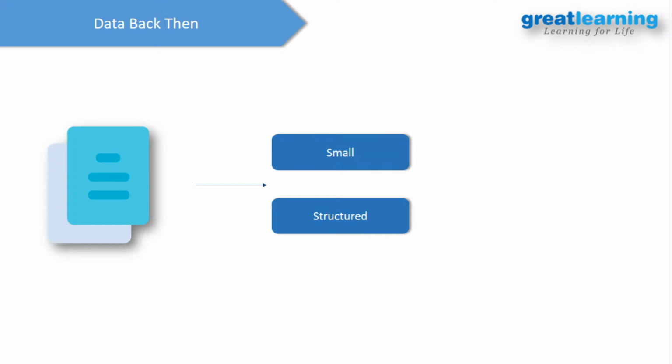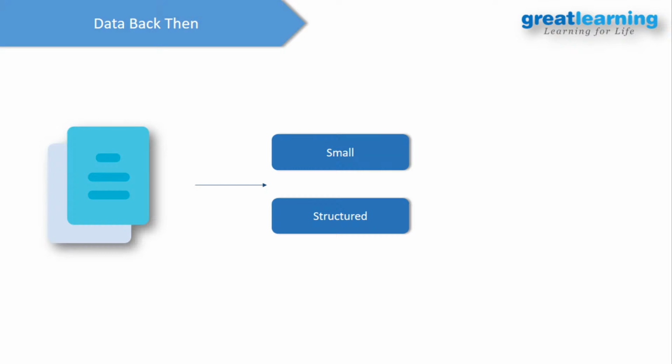And also, the data was very structured back then. Now, what do I mean when I say data was structured? It was mostly present in either numerical or textual format, and also it was mostly present in a tabular format. It was mostly tidy data. And since data back then was very small and very structured, you didn't have to perform any sort of analysis to find information.